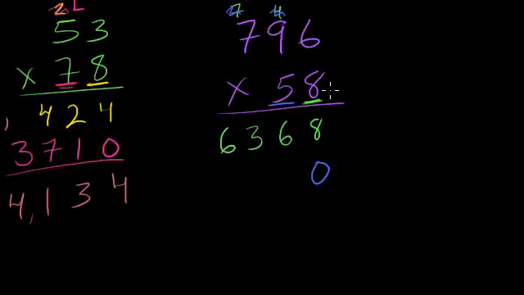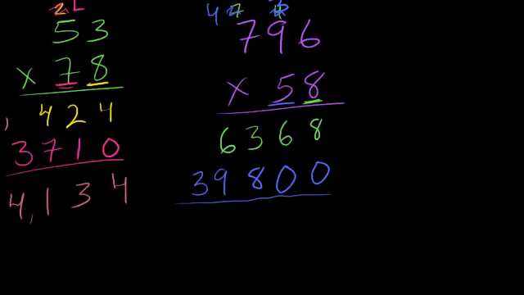5 times 6 is 30. Put the 0 there, put the 3 up there. 5 times 9 is 45. Plus the 3 is 48. 48. 5 times 7 is 35. Plus 4 is 39.